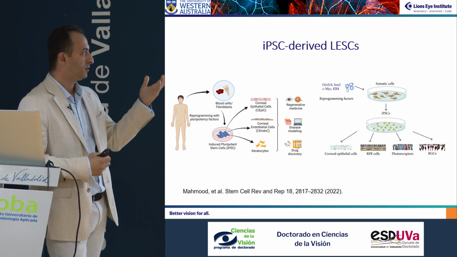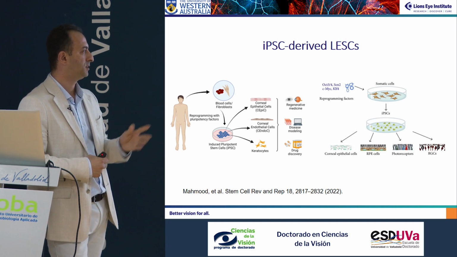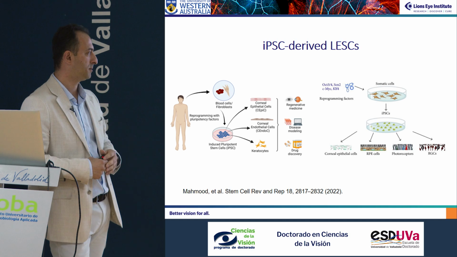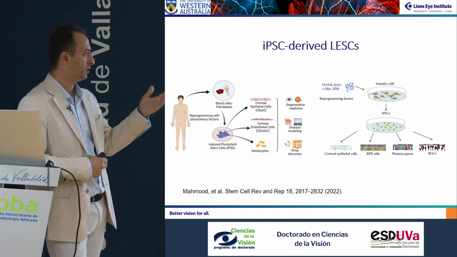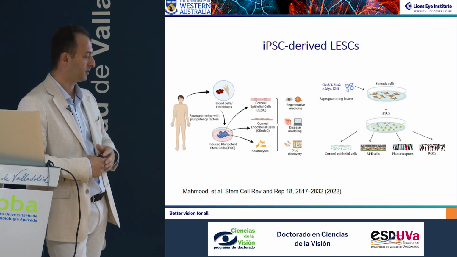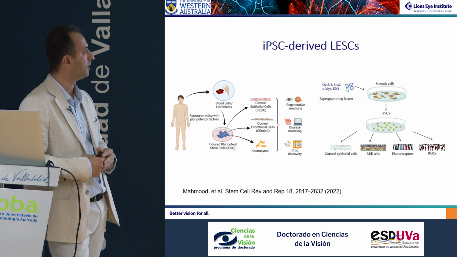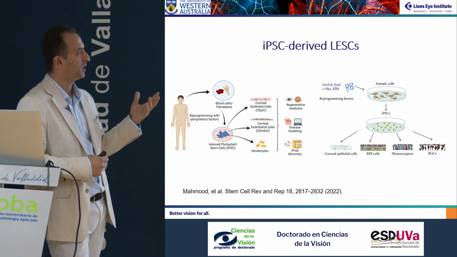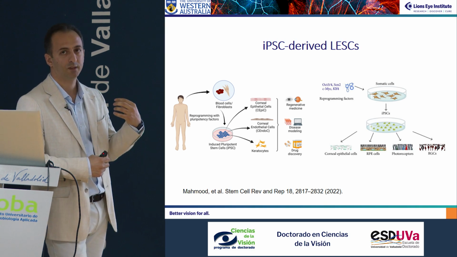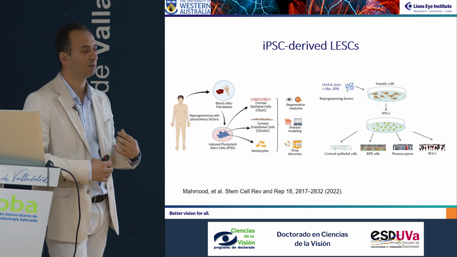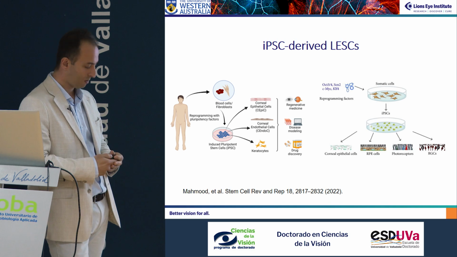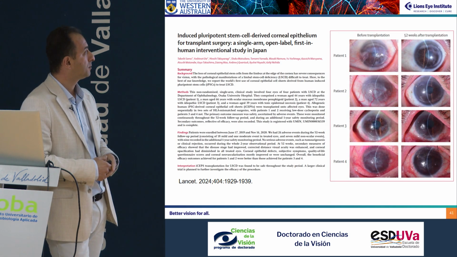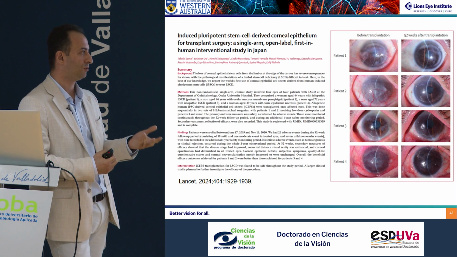So far, induced pluripotent stem cells have been differentiated into many cell types, including in the eye into RPEs, photoreceptors, retinal ganglion cells, and also corneal epithelial cells, endothelial cells, and keratocytes. So iPSCs can be autologous. We can take the cells from the patient's own body, from skin or blood, or they can be allogenic again. They have been shown to be safe.